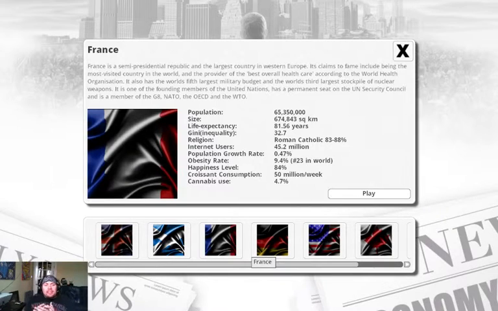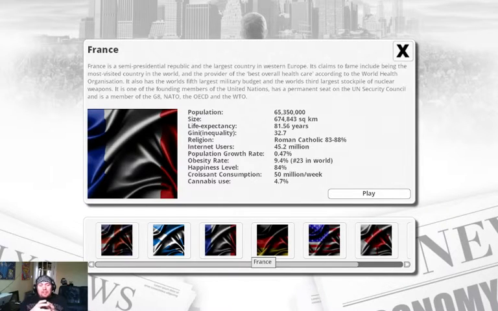France, a semi-presidential republic and the largest country in Western Europe. Its claims to fame include being the most visited country in the world. I bet that's mostly Paris. And provider of the best overall healthcare according to the World Health Organization. Also has the world's 5th largest military budget and the world's 3rd largest stockpile of nuclear weapons, so let's presume that's behind the US and maybe Russia? I'm not sure. It's one of the founding members of the United Nations and has a permanent seat on the UN Security Council like the UK. It's a member of the G8, NATO, the OECD and the WTO.